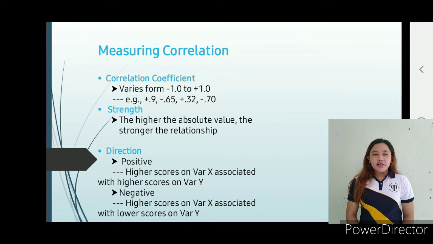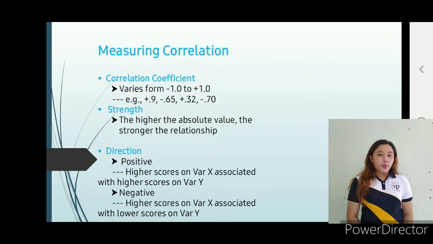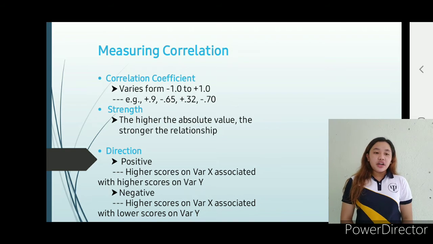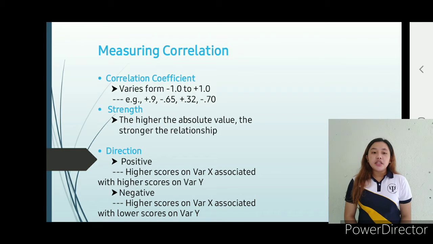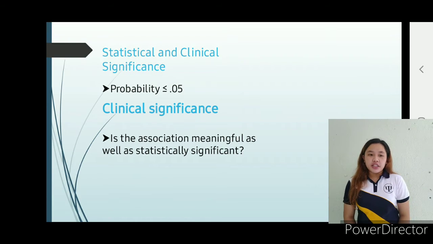The first step in determining a correlation is to obtain pairs of observations of the two variables in question. Once such pairs of measurements are obtained, the strength of the relationship between the paired observations can be computed to determine the correlation coefficient r. Next is statistical and clinical significance.